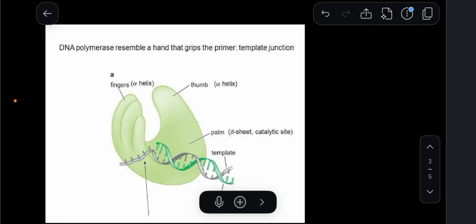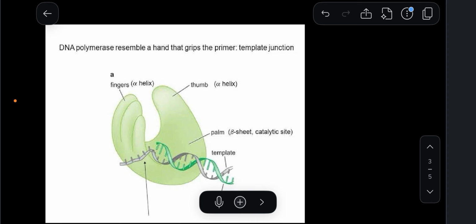Coming to their functions, the thumb domain helps DNA polymerase to tightly bind with the DNA. Once the polymerase loads onto the DNA, it adds nucleotides before it dissociates from the DNA strand. So a single polymerase adds multiple nucleotides. It's not like a polymerase can add only one nucleotide after binding to DNA and dissociates, and the next polymerase binds and adds nucleotides. It's not like that. Multiple nucleotides can be added by a polymerase enzyme.